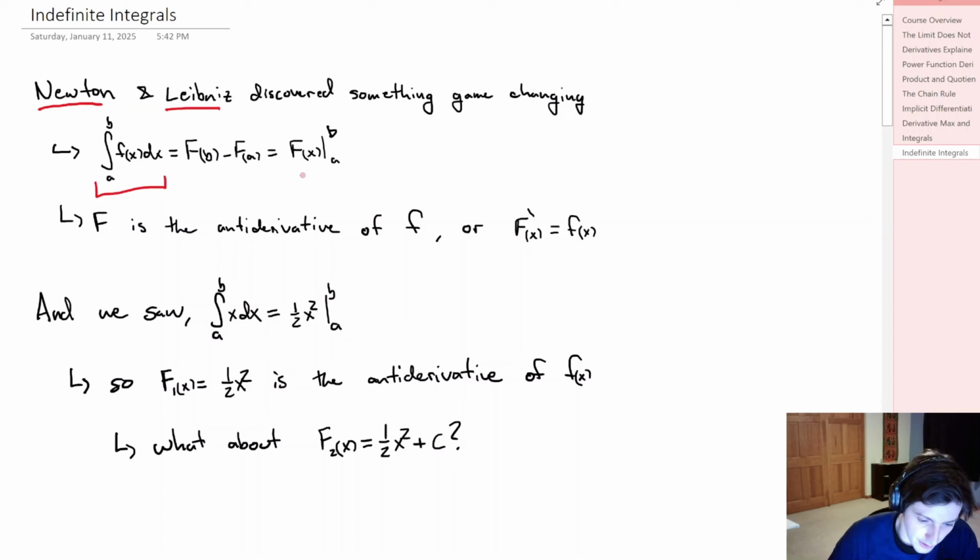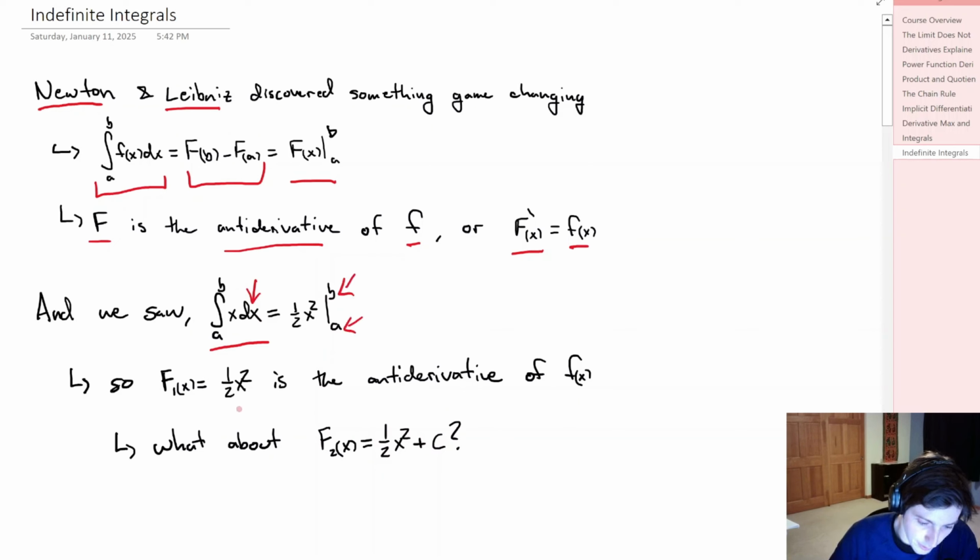x, we could say that that's equal to some function capital F of x evaluated at b and a, which is also given right here. And we call that capital F the antiderivative of that lowercase f. And we looked at an example where we had the definite integral from a to b of x with respect to x, or dx you'll also hear, and we found that that was equal to 1/2 x squared, again evaluated at b and a.